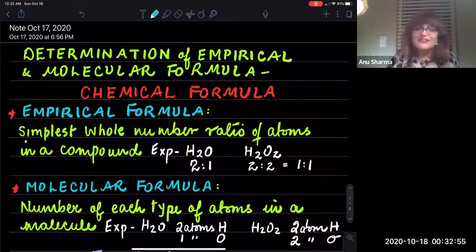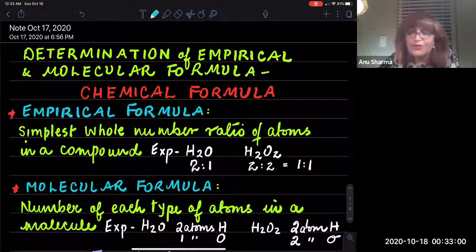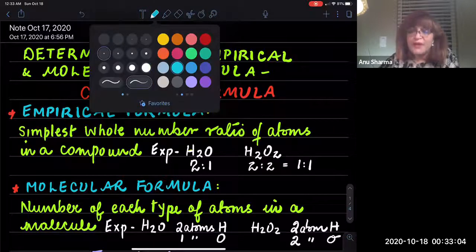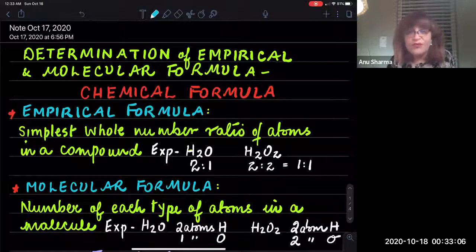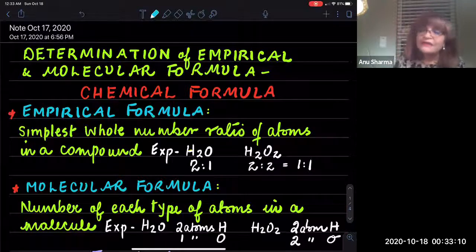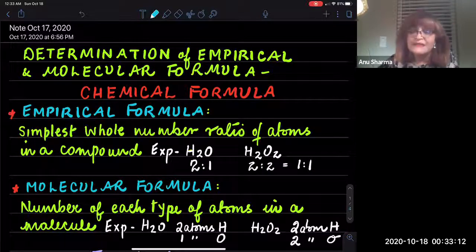Hi guys. So today we are going to be looking at the determination of empirical and molecular formulas. Before we start, let's try to understand what is the meaning of empirical formula, what is the meaning of molecular formula, and then there's also another formula called structural formula. So what is an empirical formula? Empirical formula is the simplest whole number ratio of atoms in a compound.